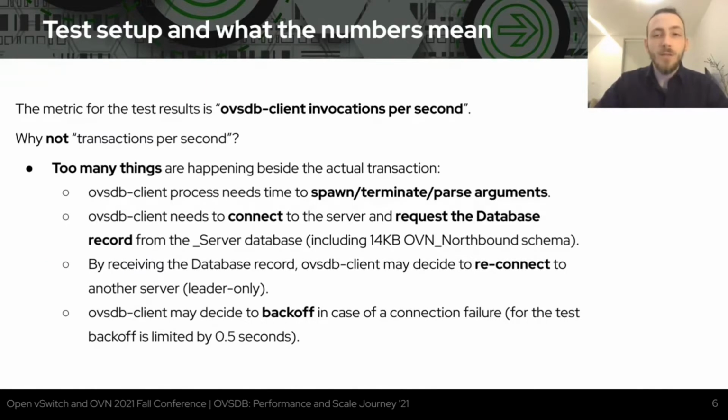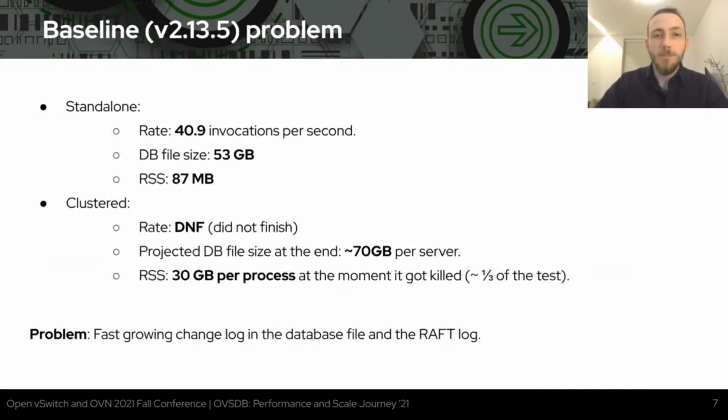So let's take a look at our baseline performance results with OVS 2.13. Well, unfortunately it's not really possible. Standalone database actually finished the test and the performance results are not very bad. It's about 40 OVSDB client invocations per second, and memory consumption is under 100 megabytes. But the database file size grew up to 53 gigabytes.